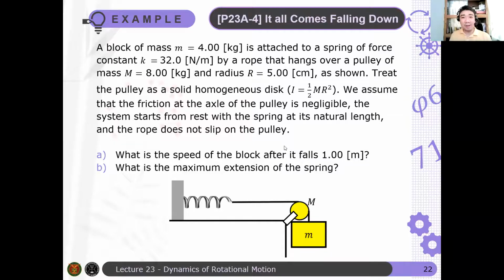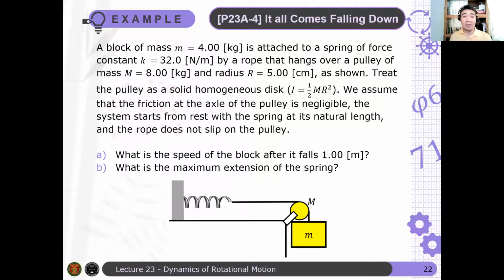Okay, so for our last problem today, we have this problem. It all comes falling down. A block of mass m is 4 kilograms is attached to a spring of force constant K is 32 newtons per meter by a rope that hangs over a pulley of mass M equals 8 kilograms and radius r is 5 cm as shown. Treat the pulley as a solid homogeneous disk wherein the moment of inertia I about its center of mass is 1/2 MR squared.